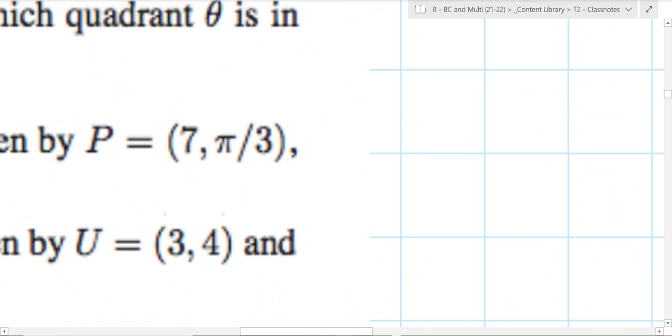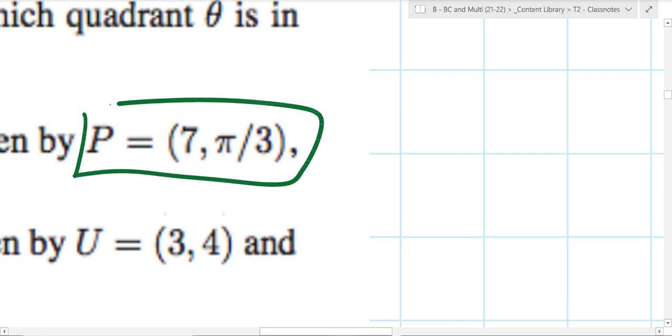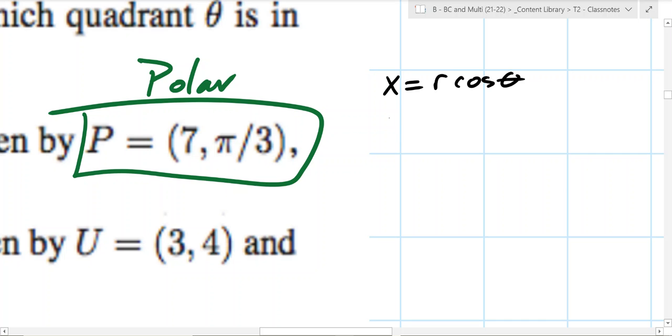So for example, if this is in polar, I'm just telling you it's in polar, how would you convert it to Cartesian? Again, what does x equal? R what? R cosine theta. And what does y equal?